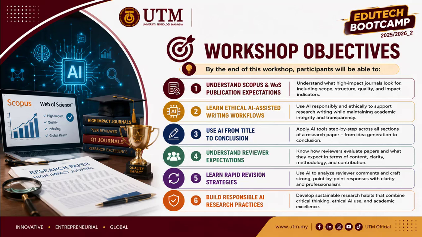The third objective is to use AI from the title to the conclusion sections, because when writing a research paper we begin from the title, then abstract, keywords, and introduction, and there are different sections in the paper. So how and where can we use the AI tool, from the title till the last section?